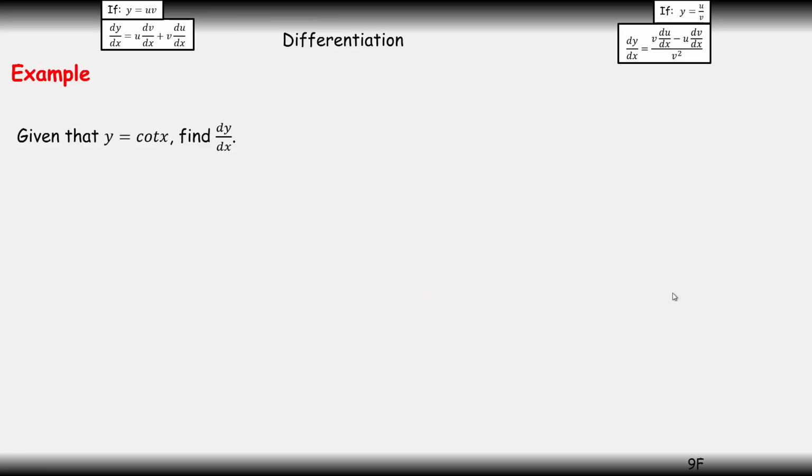Okay, in this example, we've got y is equal to cot of x, and we've got to differentiate it. So let's write that here. Y equals cot of x. Now, we know there's a relationship between cos and tan, which is y is equal to 1 over the tan of x, or I can write it as tan of x to the power of minus 1. I can differentiate that using the chain rule.